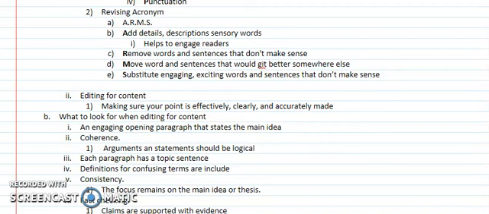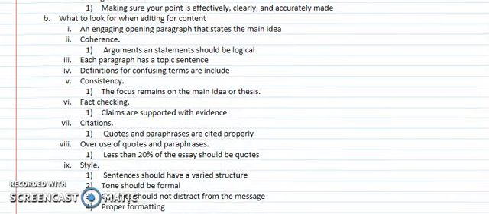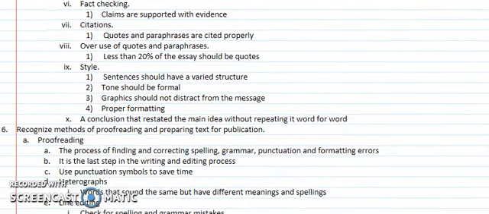Definitions for confusing terms should be included, and it should be consistent. So the focus has to remain on the main idea or on the thesis. And then you got to fact check as well. So the claims have to be supported by evidence. You need to have your citations.